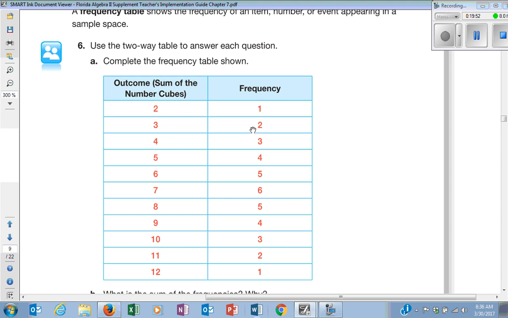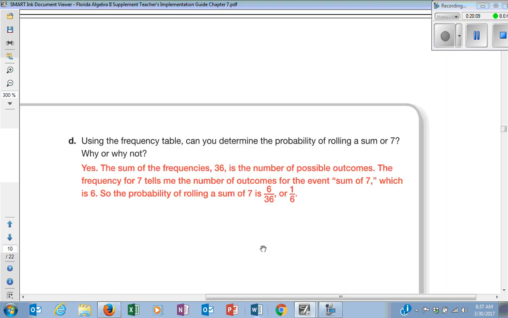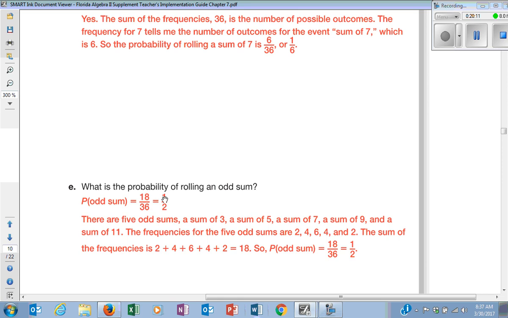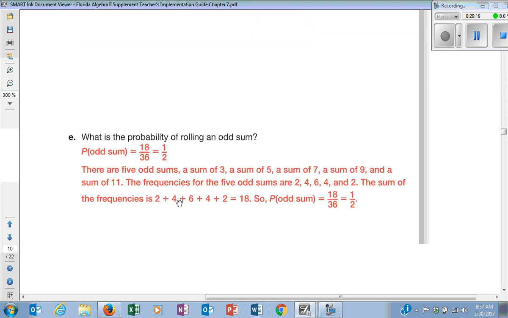You with me? 3 is odd. So I'm going to add 2, I would add 4, I would add 6, I would add 4, and I would add 2. And when you get that, what do you get? 18 out of 36. And so 18 out of 36 really reduces to a 1/2. Does it make sense on how we use this frequency chart?